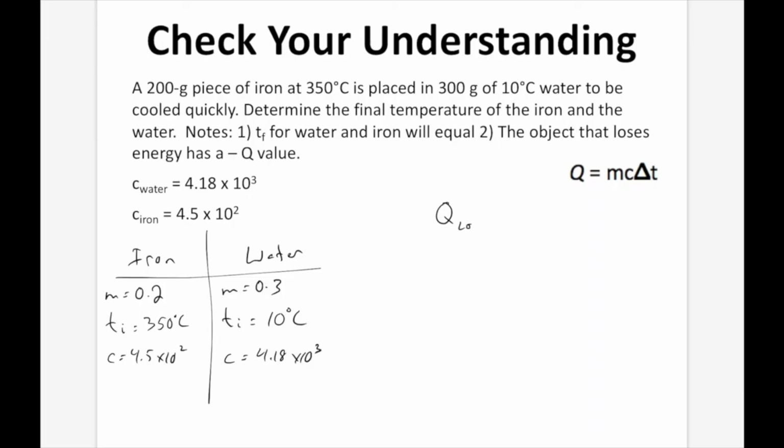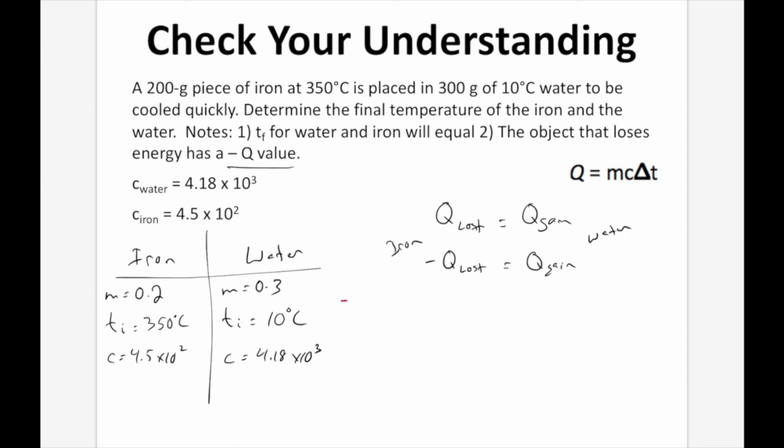Q lost equals Q gain. And we just said the object that loses energy is going to have a negative Q value. So we're going to say negative Q lost equals Q gain. Now, which one's going to lose energy? Well, that's going to be our iron. Iron is going to lose, and our water is going to gain because the energy is going to go from the iron, the hot iron, to the cold water.